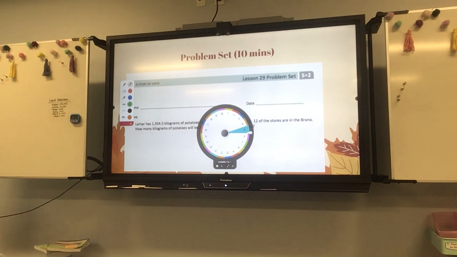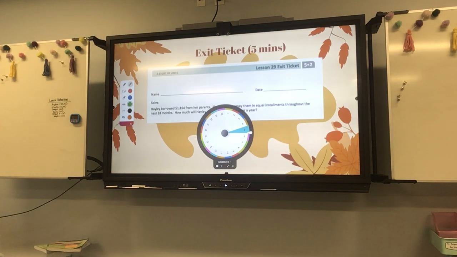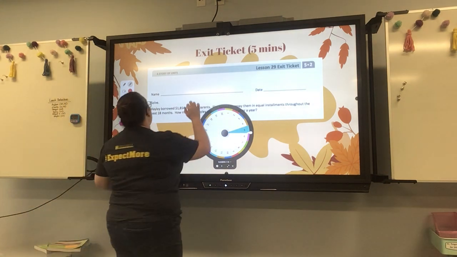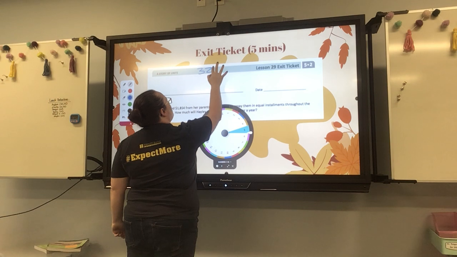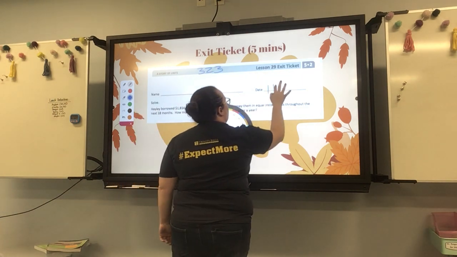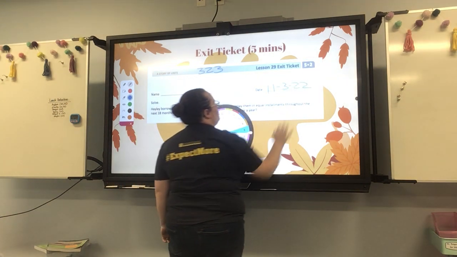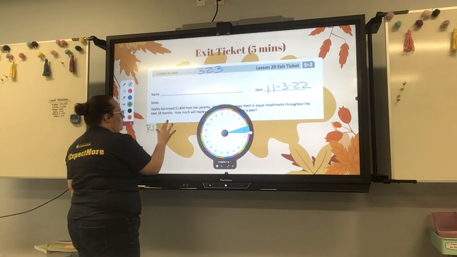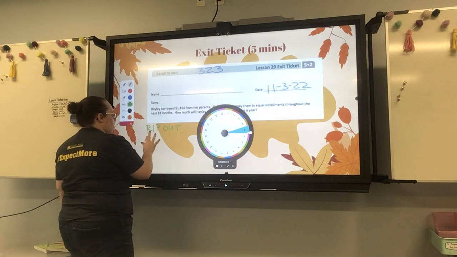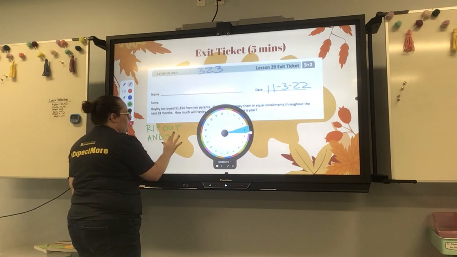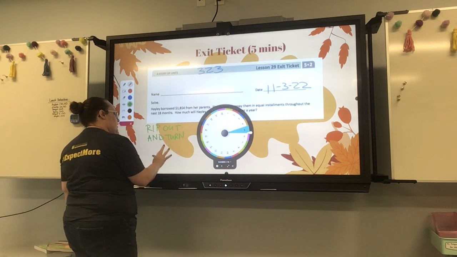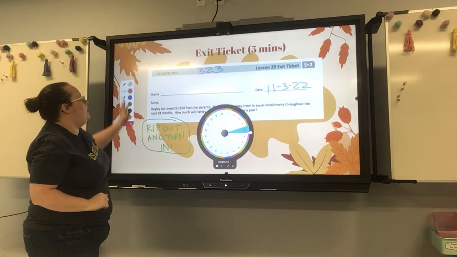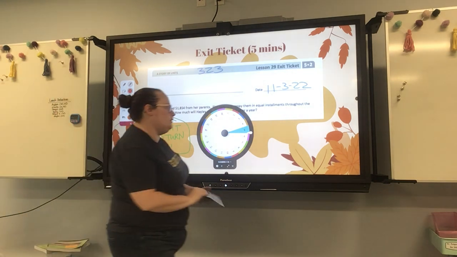Then you will do your exit ticket, which is page 323 in your blue book. Again, the date is 11-3-22. You will rip it out and turn it in. Again, that is page 323. I'll write the homework and the helper on the board.